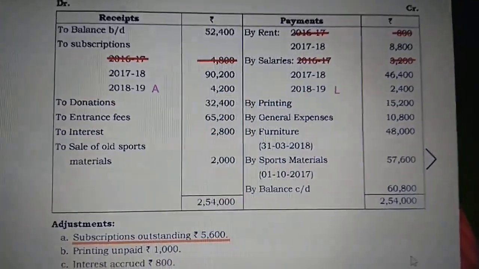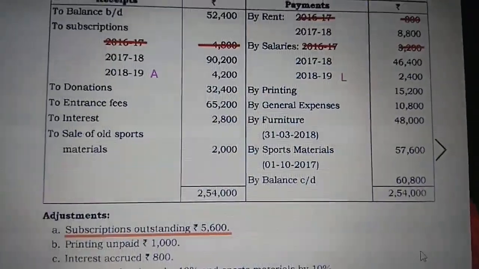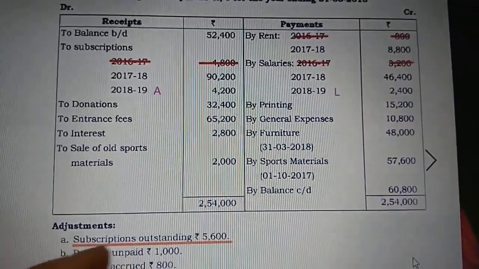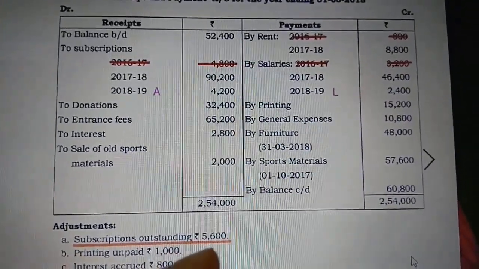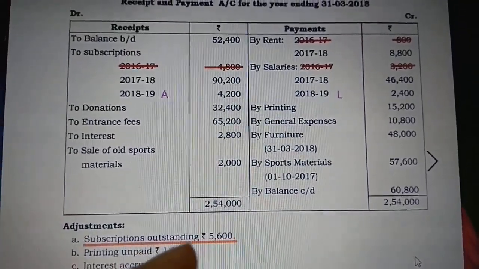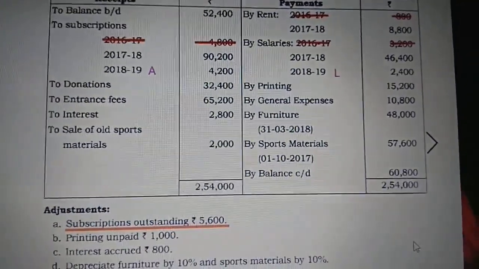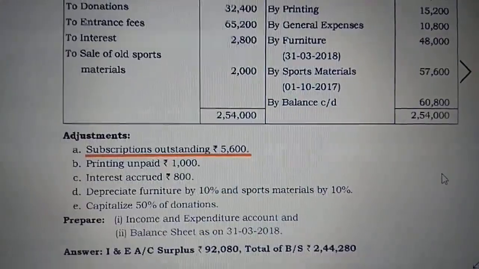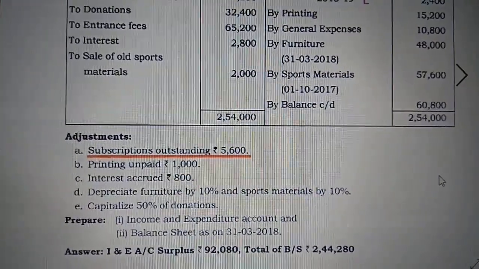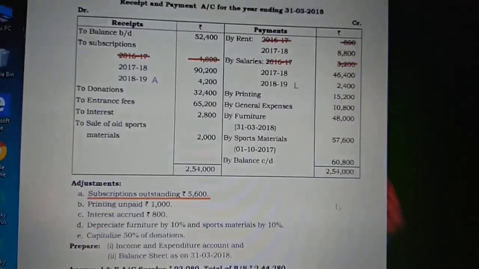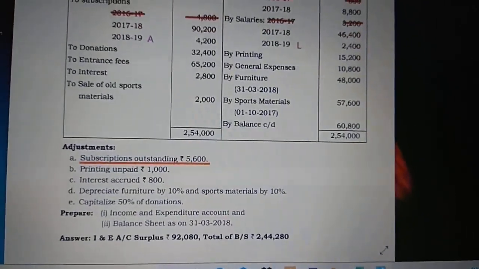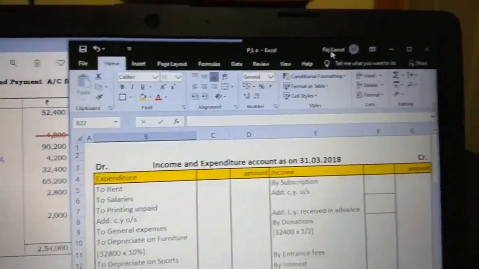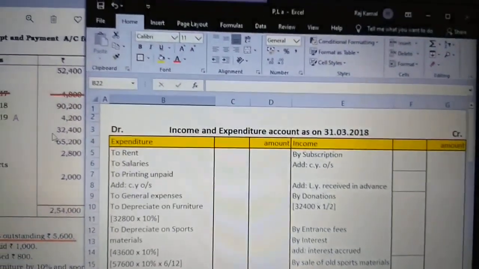Apart from that, under the adjustments, I have also marked subscription outstanding. Subscription outstanding for the current year is going to be 5,600. Now just observe, there's only one thing which we have to concentrate on first. So now let me move on to the income and expenditure account.